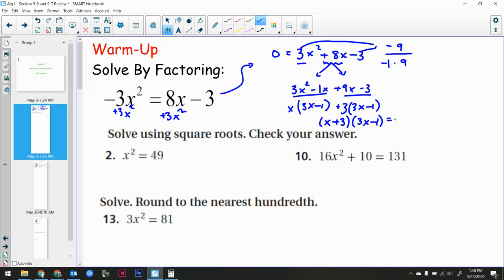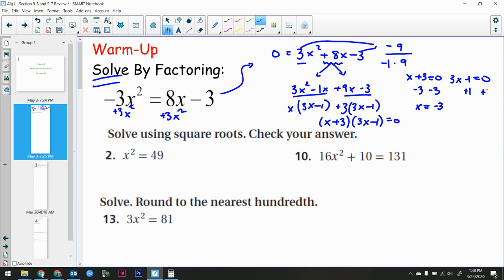This is all still equals 0, right? And don't forget, whenever I say solve, that means you're going to set each part equal to 0. So you're going to say x plus 3 equals 0, and 3x minus 1 equals 0. So we subtract the 3 on both sides. We get x equals negative 3.